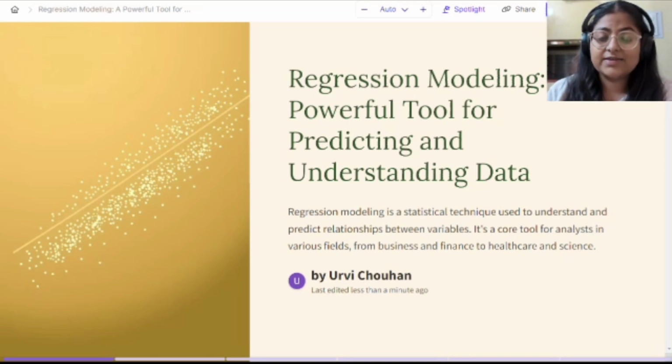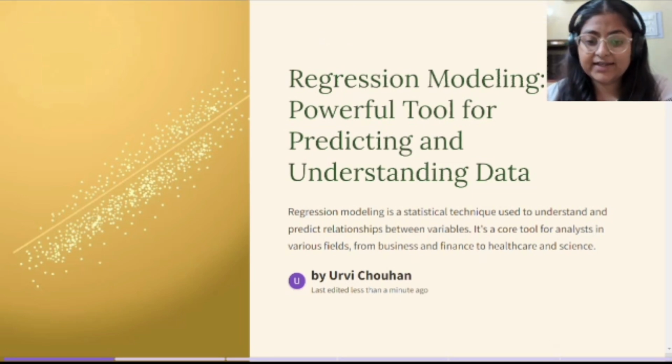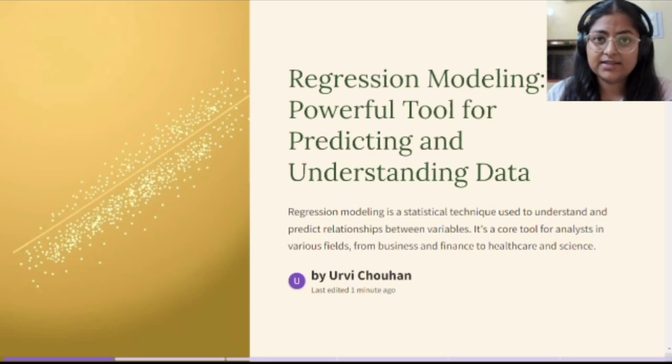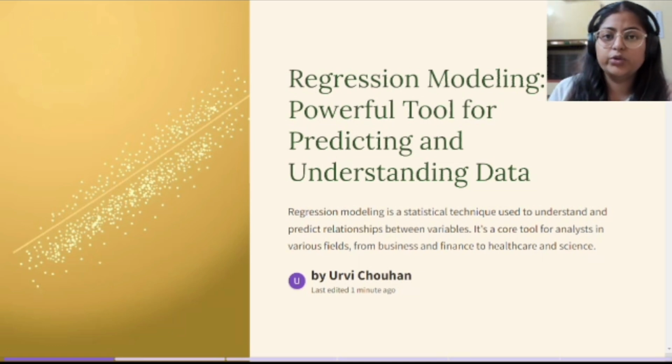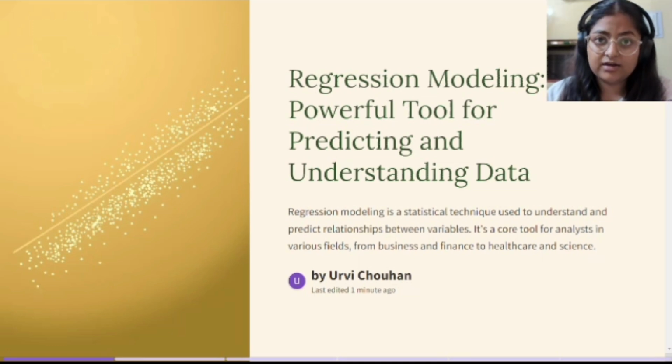Regression modeling is a powerful tool for predicting and understanding data. It's a statistical technique used to understand and predict relationships between variables. It's a core tool for analytics in various fields, from business to finance to healthcare and science. Everywhere the regression model is used in recent times, and it is a very crucial tool which we implement with the help of statistics.